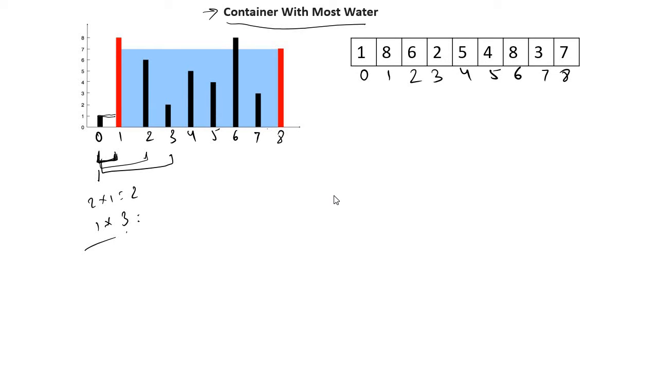Same way between first and third, it will be 1 into 3. So this is one approach, but in this case our time complexity will be order of n square, which is not good. So we'll see another approach which has a better time complexity. We will use the two pointer approach for solving this efficiently.